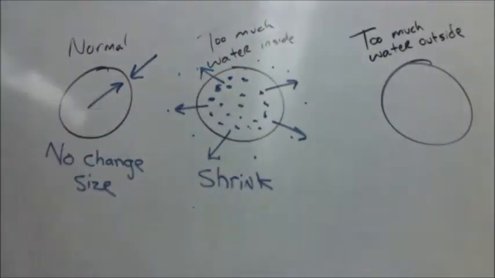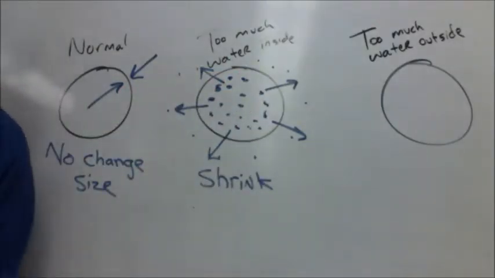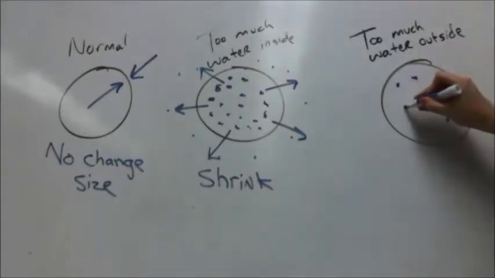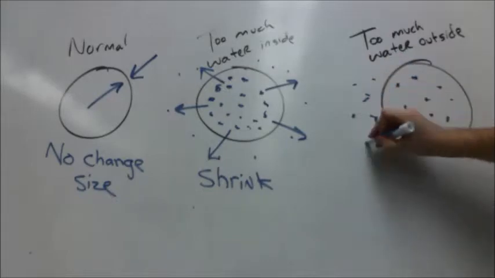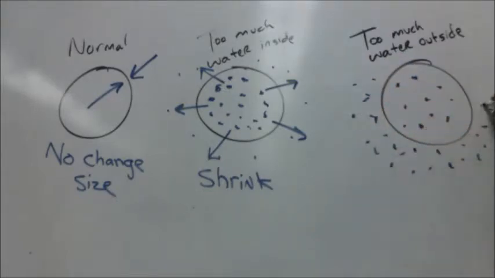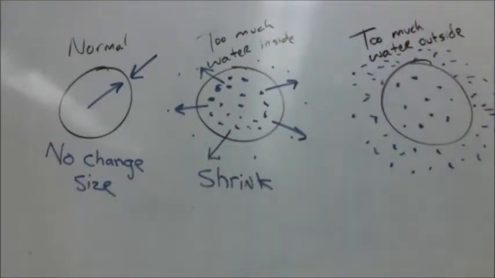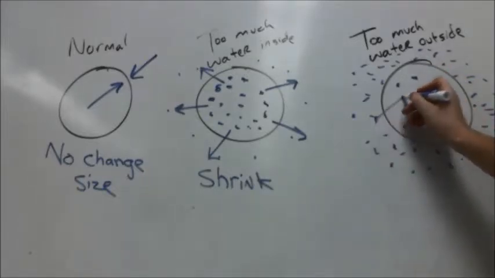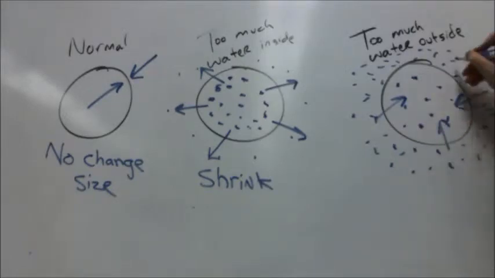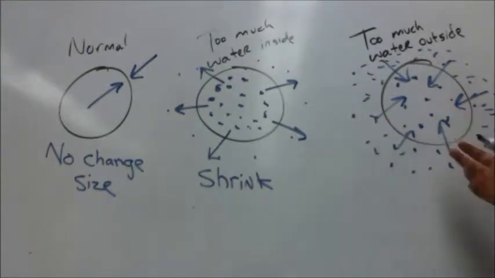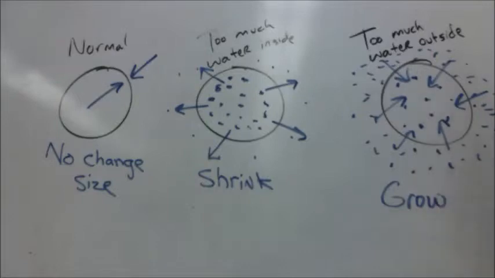Now for our final one, we're looking at too much water on the outside. So it's the reverse conditions. Most of you probably already know what's going to happen. Since it's the reverse conditions, we're going to have very few molecules on the inside, but then it is covered on the outside with water. So there's water everywhere on the outside. There's not that much water, comparatively speaking, on the inside. So the water is going to go from the outside of the cell, and it's going to work its way into the cell. So it's the reverse process. So instead of shrinking, these cells are going to grow.